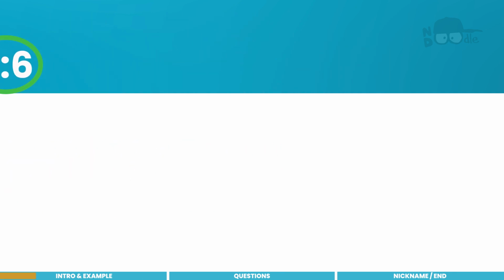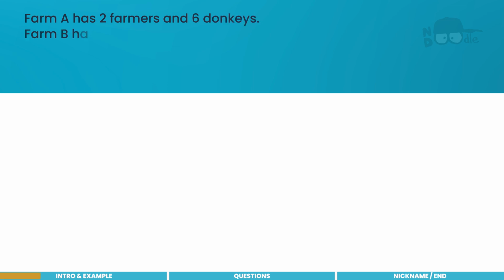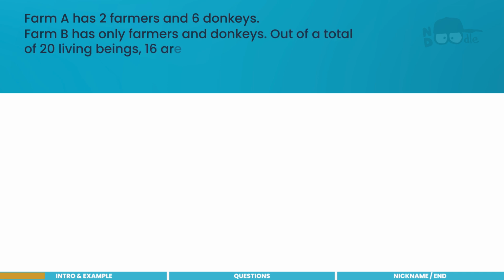Here's an example for you. Farm A has 2 farmers and 6 donkeys. Farm B also has only farmers and donkeys. Out of a total of 20 living beings, 16 are donkeys. Are the ratios at the two farms proportional?